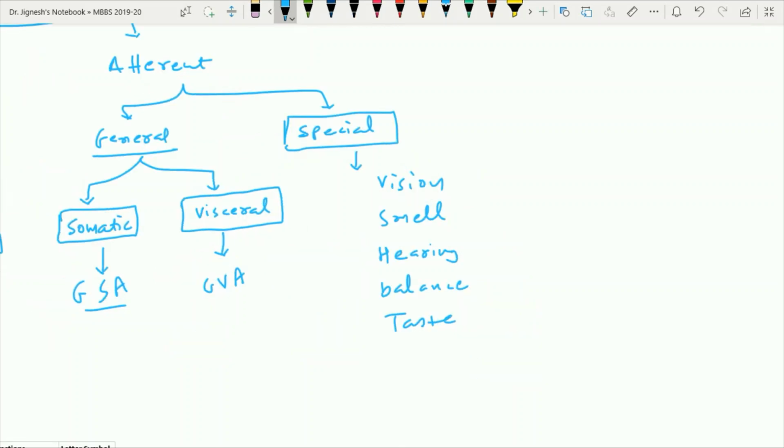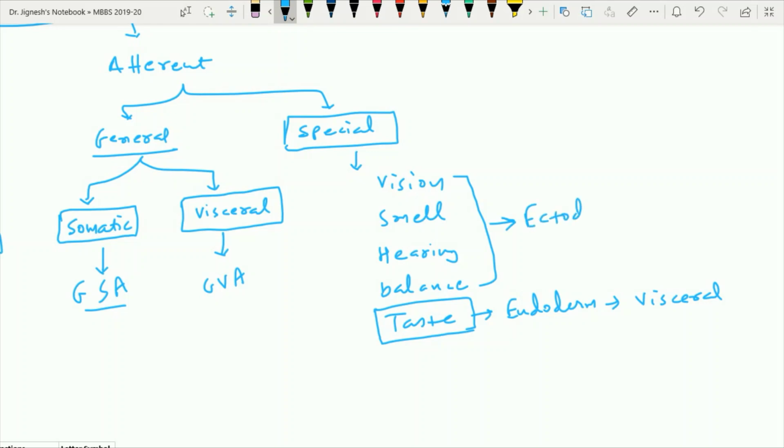Out of all five special sensations, the taste sensation we get from the tongue, and the mucous membrane of the tongue is derived from the endoderm, and that's why this sensation is a visceral sensation. While the remaining four special senses other than taste, from where they arise, are derived from the ectoderm, and that's why all these sensations are somatic in nature.